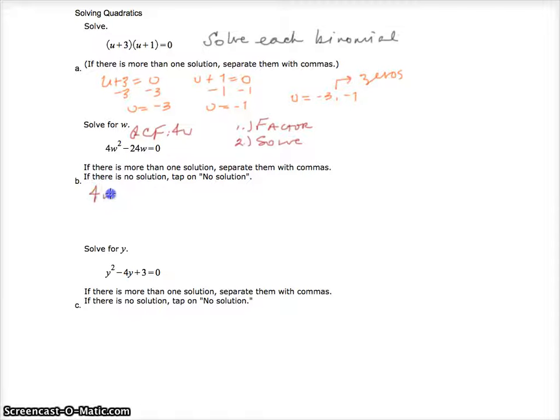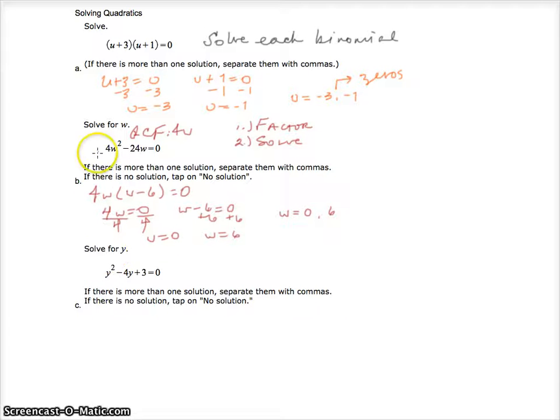So I'm going to take 4w, and then I'm going to be left with w minus 6 equals 0. I'm going to take each of them and set them both equal to 0. So I'm going to have 4w equals 0, and then w minus 6 equals 0. I'm going to divide by 4 over here, so w equals 0. And I'm going to add 6 to both sides, so w equals 6. So my zeros, or my solutions for w, are 0 and 6.